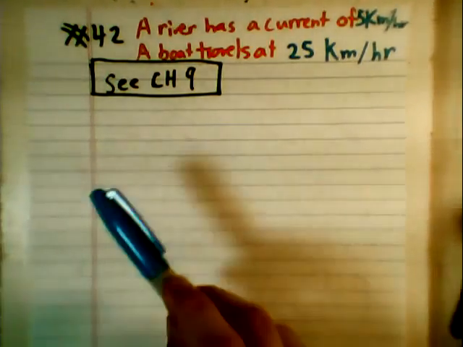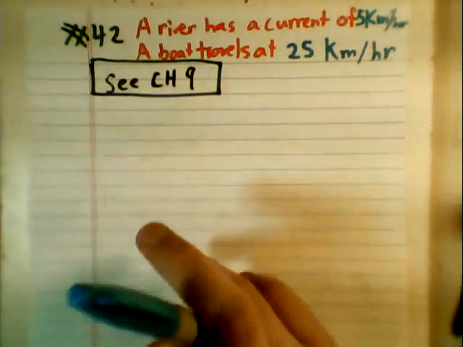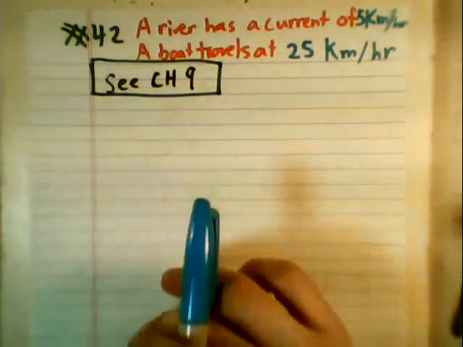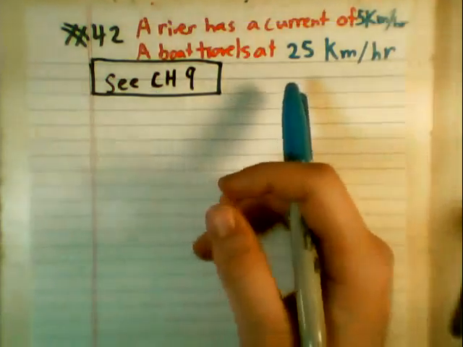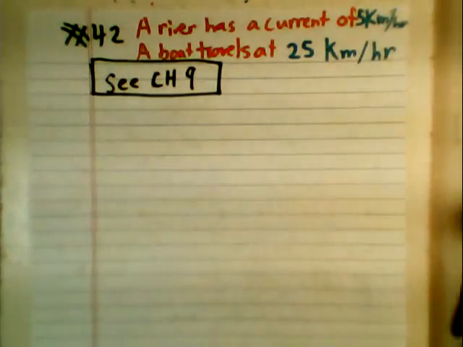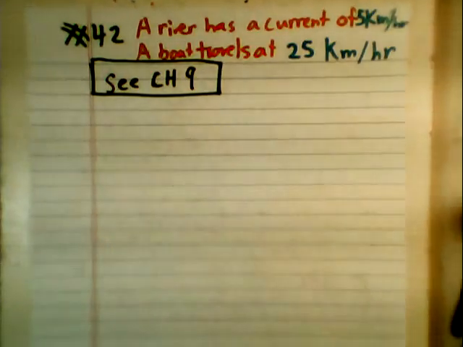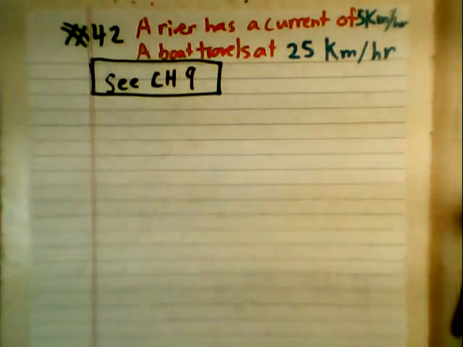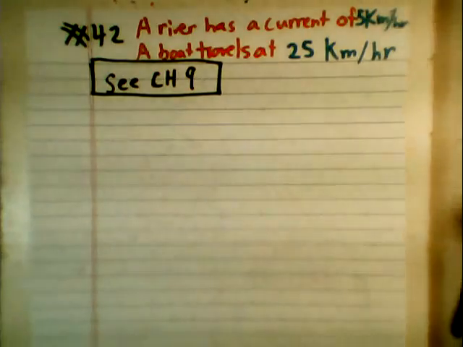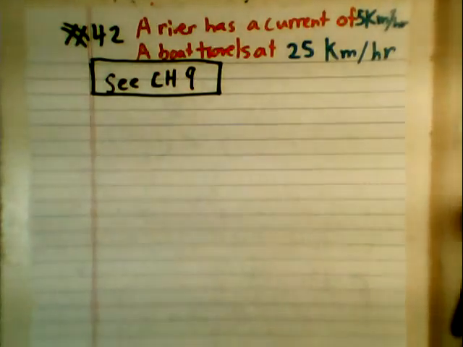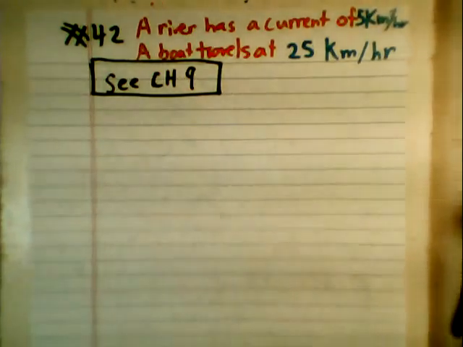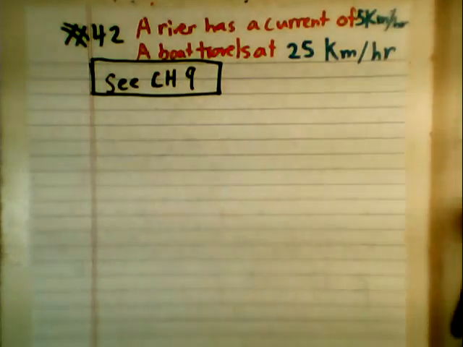Problem 42 goes back to Chapter 9. Miss Keenan actually did one that is pretty much this exact same thing. The problem states, with my numbers, a river has a constant current of 5 kilometers per hour. At what angle to a boat dock should a motorboat capable of maintaining a constant speed of 25 kilometers per hour be heading in order to reach a point directly opposite the dock?